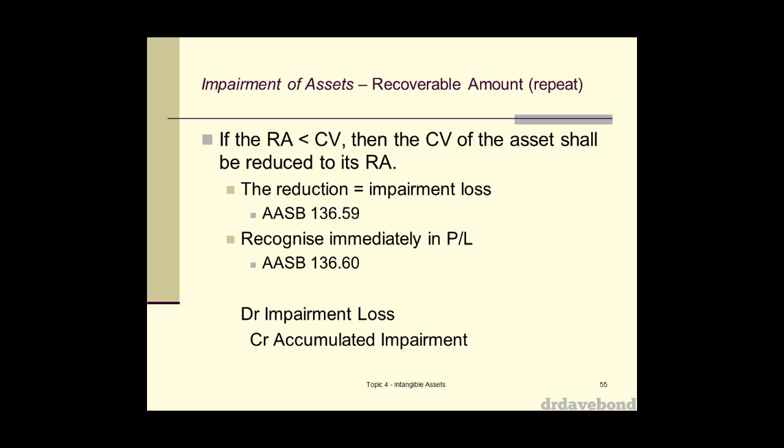If the recoverable amount is less than the carrying value, then the carrying value is reduced to its recoverable amount. It's an impairment loss. You recognize that immediately in the profit and loss. Debit impairment loss, credit accumulated impairment.